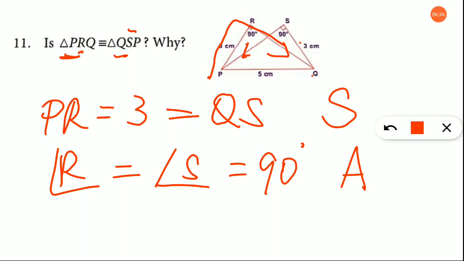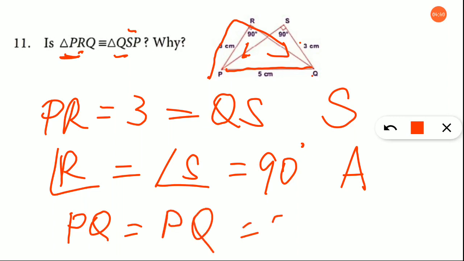And next, this 5 centimeter is given. This PQ is actually common for both the triangles, right? So shall we say that this is equal? Yes. PQ is equal to PQ and the value is 5 centimeter. So therefore, one more side is also same in both the triangles. So therefore, shall we say that these two triangles are congruent to each other?